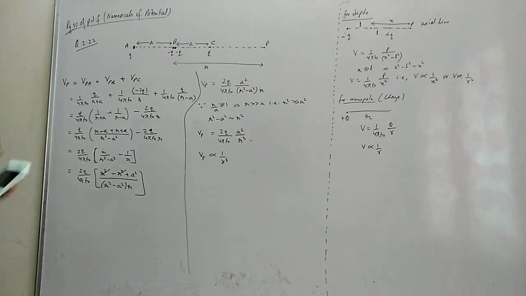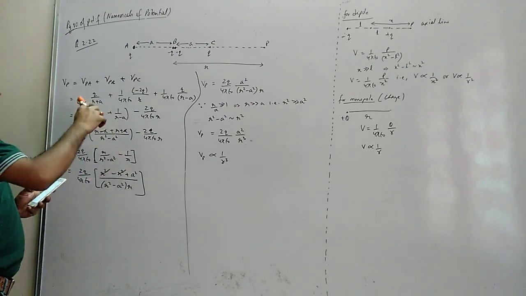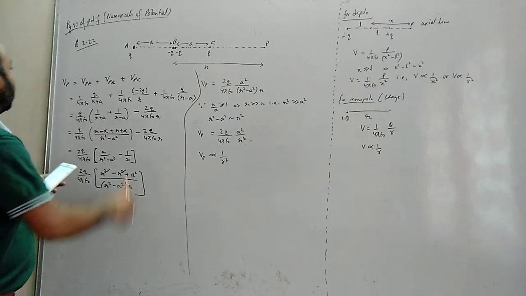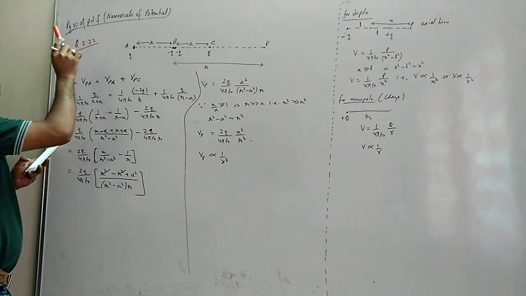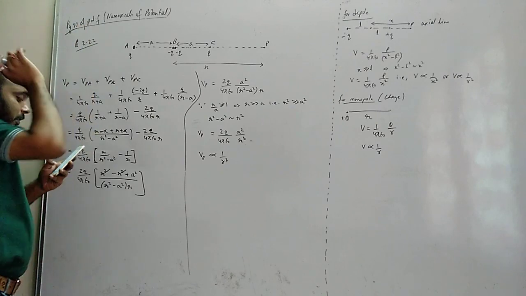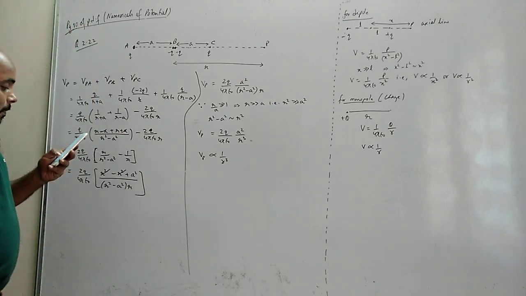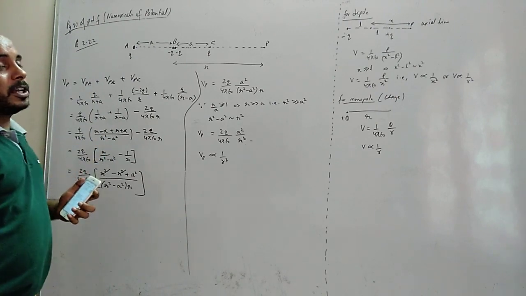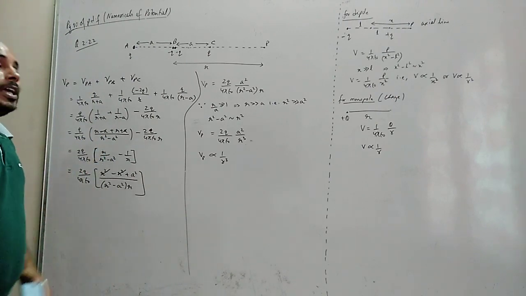Now the next question is, let's go to page number 10 of the PDF, the numerical on potentials, and go to question number 2.22. It's written like this. Page number 10. The figure is given to you in the question. Now sometimes the figure is not given to you in the question. So then what do you need to do?